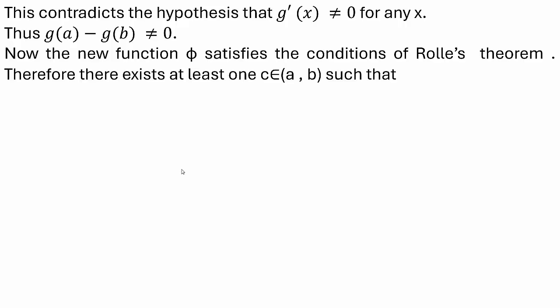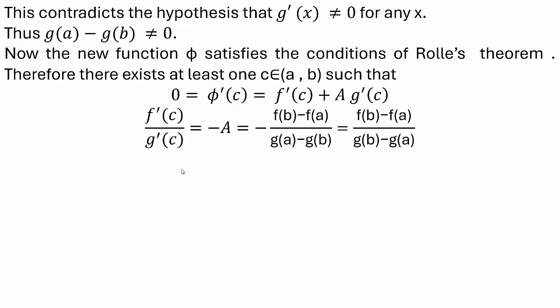Now, the new function phi satisfies the conditions of Rolle's theorem. Therefore, there exists at least one point c in (a, b) such that phi'(c) = 0. Phi'(c) = 0 implies that f'(c) + a g'(c) = 0. Therefore, a = -f'(c) / g'(c). From this we can write that f'(c) / g'(c) = -a.